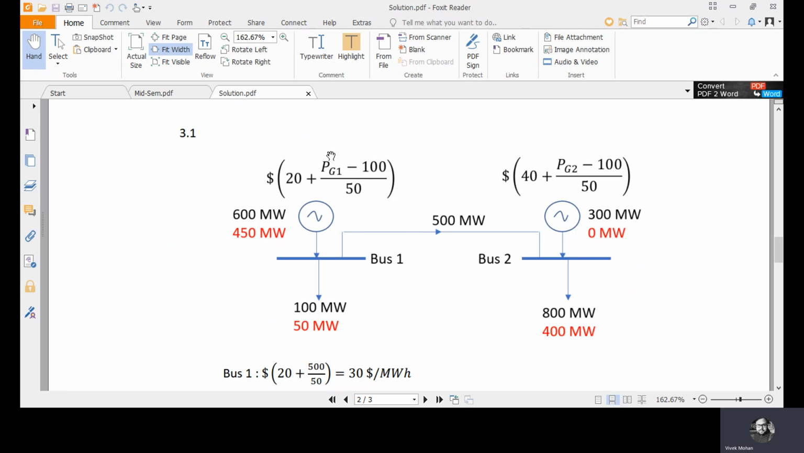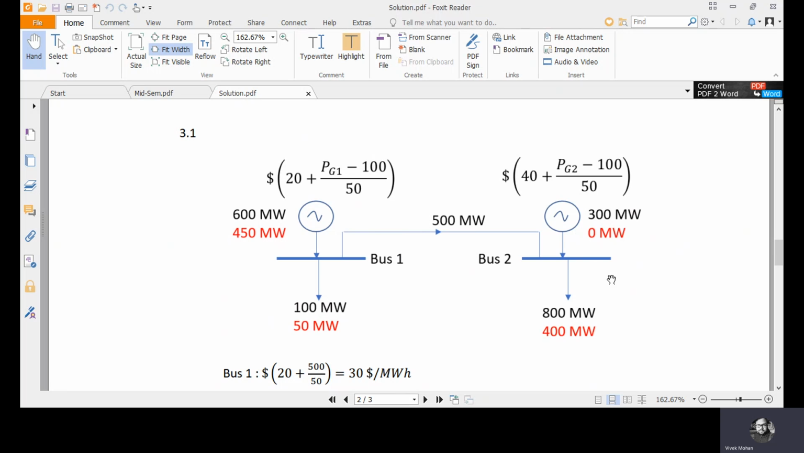So if we substitute PG1 as 350, then 350 minus 100 is 250. 250 by 50 is 5. 20 plus 5 is 25. So $25 is the LMP at bus 1, the remote location. Remote locational marginal price is 25.